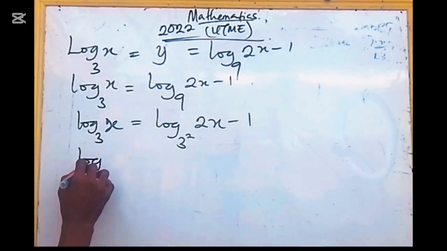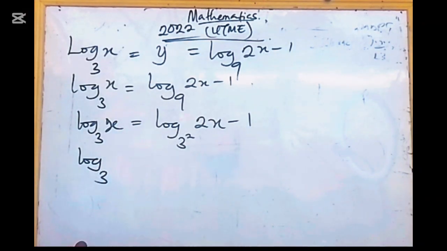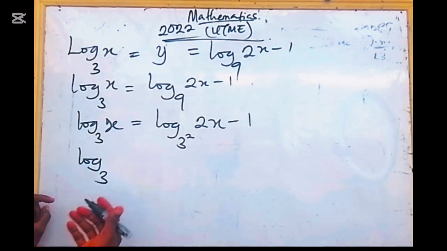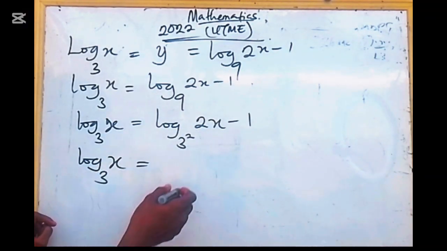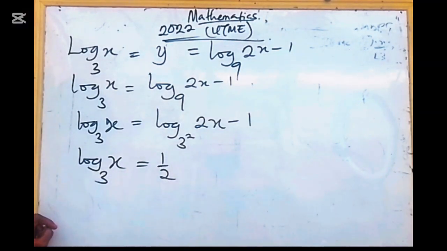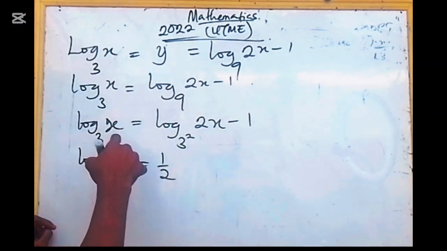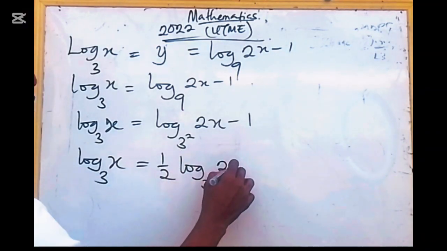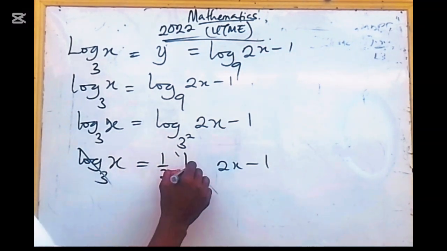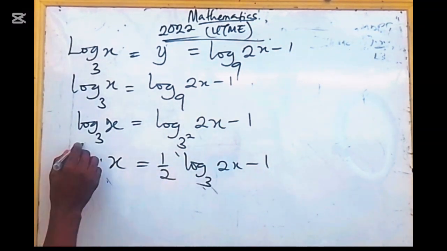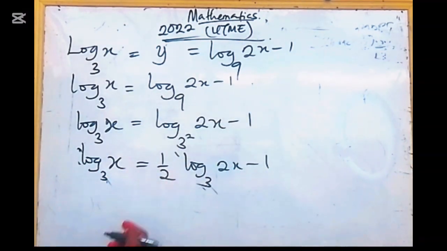When I'm doing that, log base 3 of x equals, this 2 will come here and become the reciprocal, 1 over 2. When this 2 leaves this place, it becomes 1 over 2 log base 3 of 2x minus 1. Are you getting that? Now, this one cancels this one. But before we cancel it, let's be careful of cancelling. When we cancel, let's carry this half to this side.